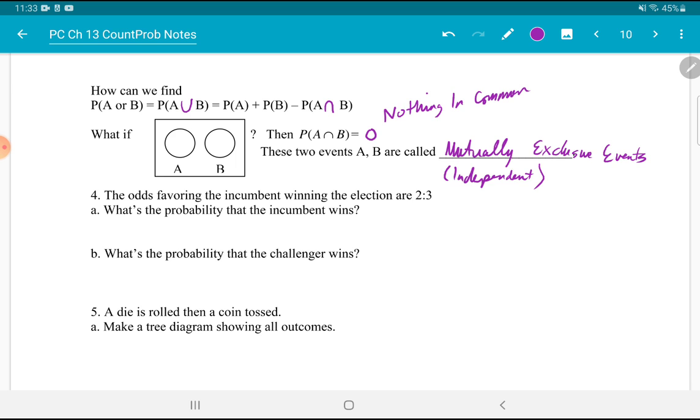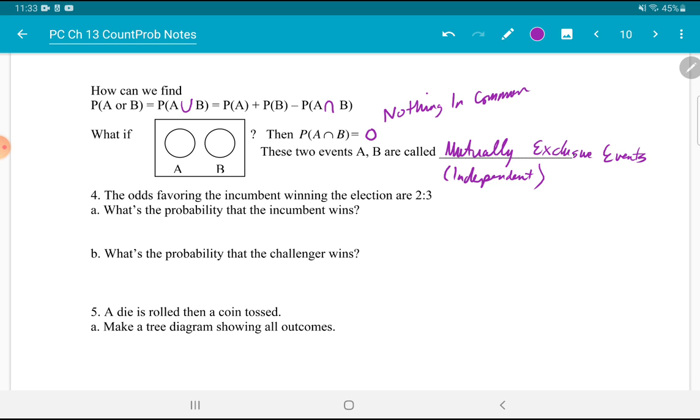All right, we have another problem here. The odds favoring the incumbent winning the election. So in this case, in 2020, we have the incumbent being the president who is running for office again. So in this case, this incumbent would be Donald Trump. Winning the election are 2 to 3.